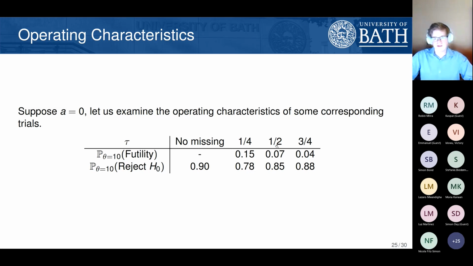If half of the data is missing at the interim, we then stop less often. Recall this is under the alternate, so theta equal 10, where we're comparing this to a stopping boundary of 0. And so you can see that as we increase our proportion of missing data, we're slowly able to make a better decision at the interim analysis. And essentially what we do is recover the probability of rejecting the null hypothesis that we would have had with a non-adaptive design.